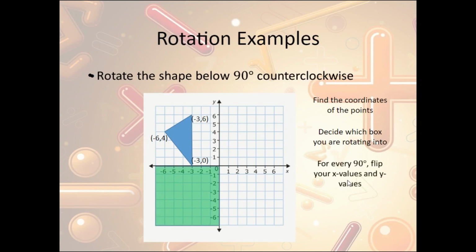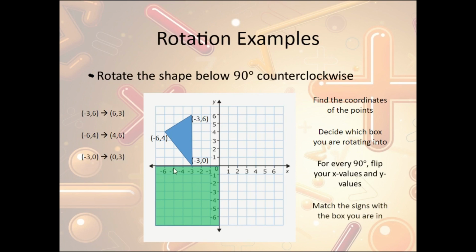Then we're only going 90 degrees, so we're going to flip all of our x's and y's. So that means negative 3, 6 is going to become 6, 3. Negative 6, 4 is going to become 4, 6. And negative 3, 0 is going to become 0, 3. Now notice I don't care about the signs yet because I'm going to have to figure that out later anyway.